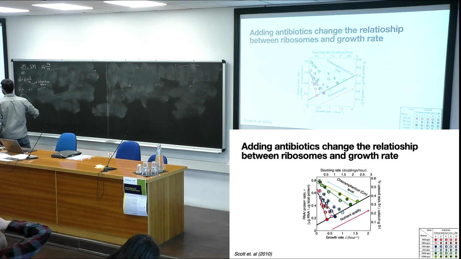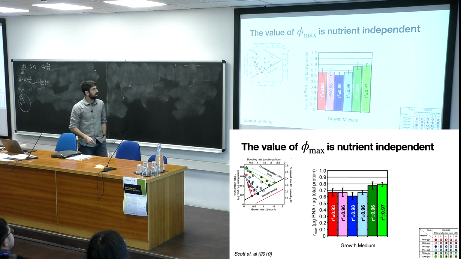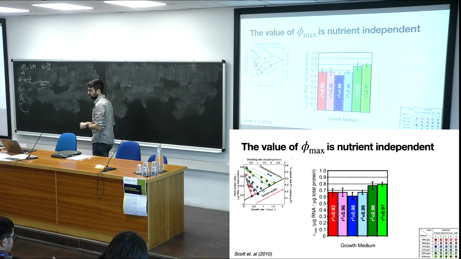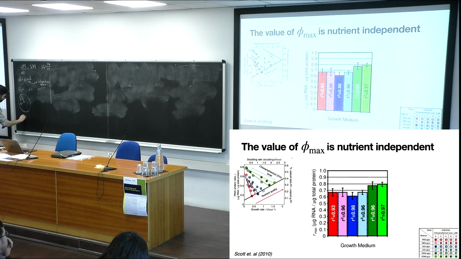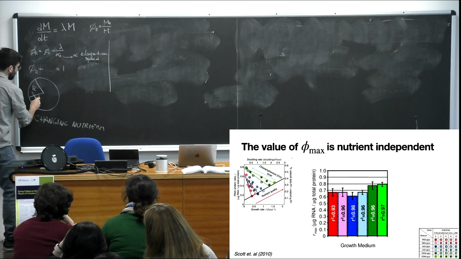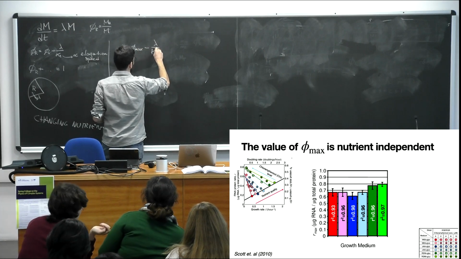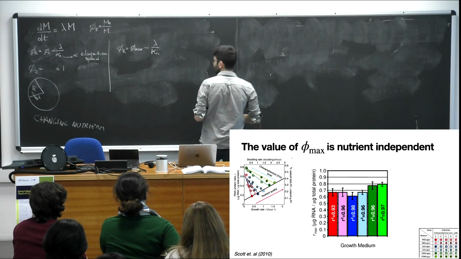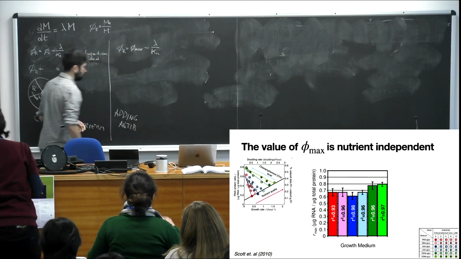Now, what you can say is, I don't know how convincing it is, but this is the intercept here. It's not varying much compared to the slope. So most of the variation that you see is due to change of the slope, okay? So the way we're going to write this relation, this is like changing nutrients, let's say. This goes up with lambda. We have that phi r is equal to phi max minus lambda over kn. Okay? This is an empirical relation that we see, and this is when adding antibiotics. Okay?